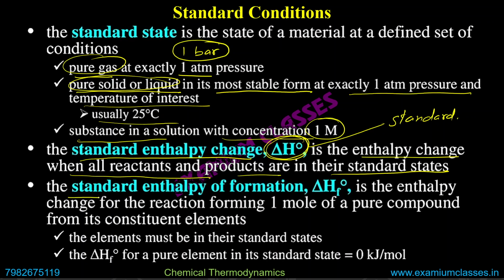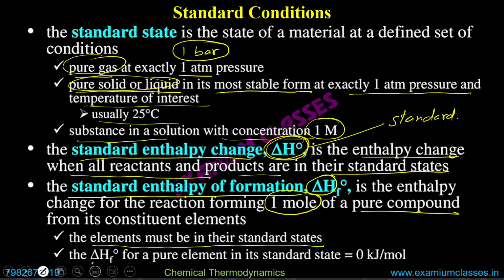The standard enthalpy of formation is actually the standard enthalpy, but for a reaction where 1 mole of something is being formed. You remember delta H is the change in heat at constant pressure. So whatever heat change takes place at constant pressure for formation of 1 mole of a pure substance will be termed as the standard enthalpy of formation. All the elements must be in their standard state. Delta H formation standard for a pure element in its standard state is 0.